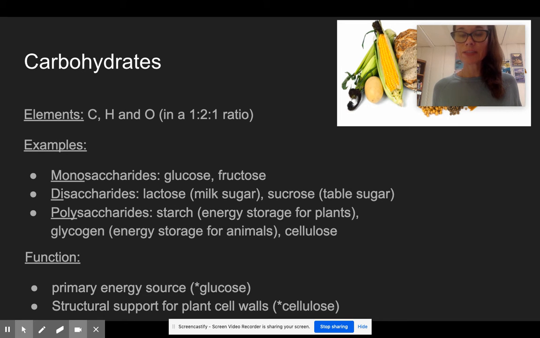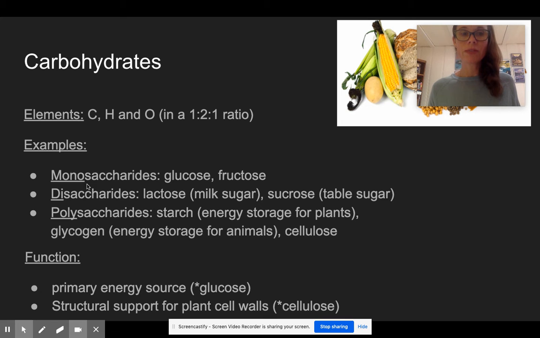Now we're going to get into the specific four different types of biomolecules, and we're going to start with carbohydrates. So definitely you are responsible for knowing the things on this slide. We've already talked a little bit about what elements are in carbohydrates, so you guys should know it's carbon, hydrogen, and oxygen in a 1-to-1 ratio. So here are some examples of carbohydrates.